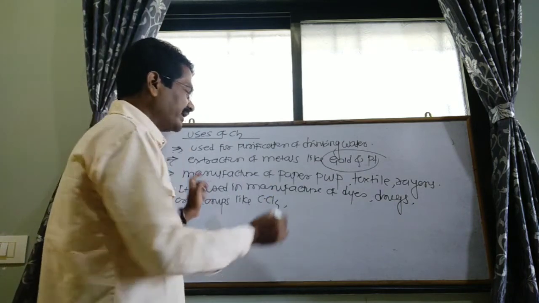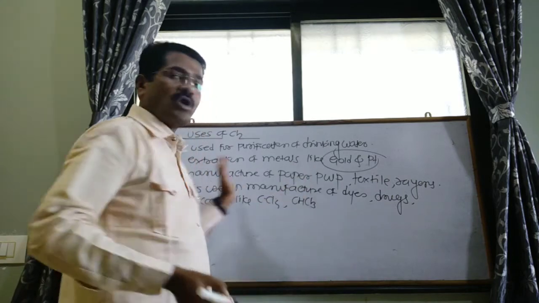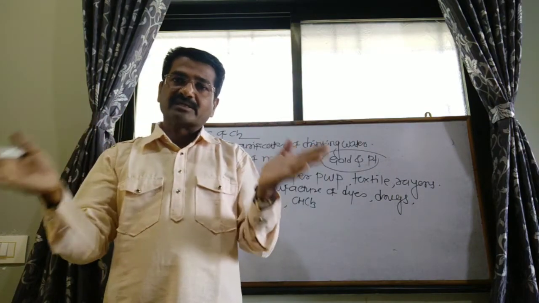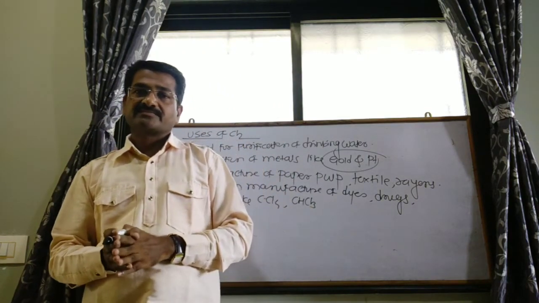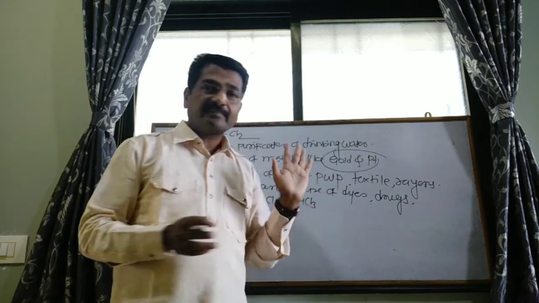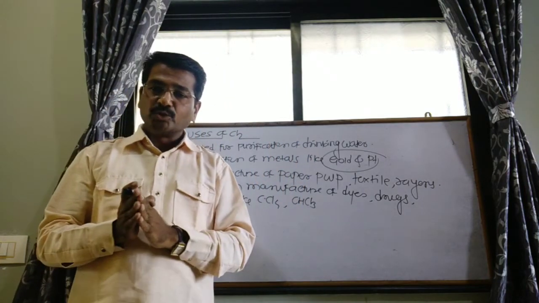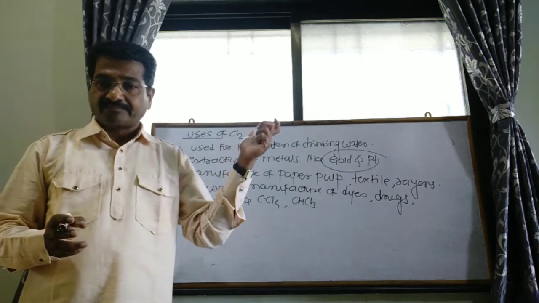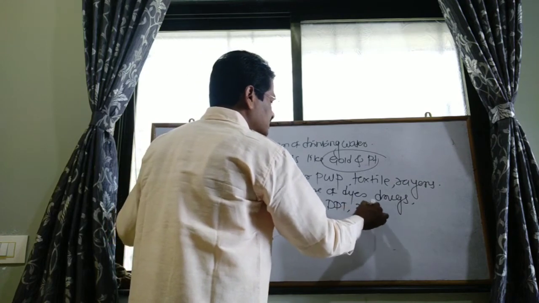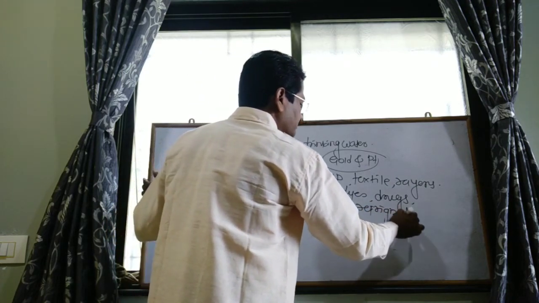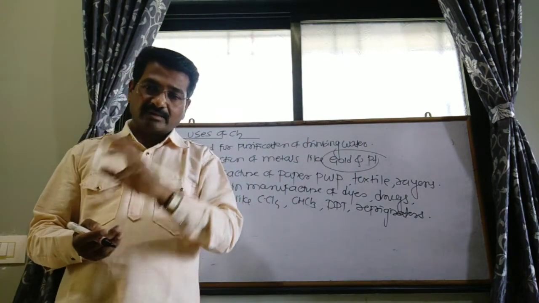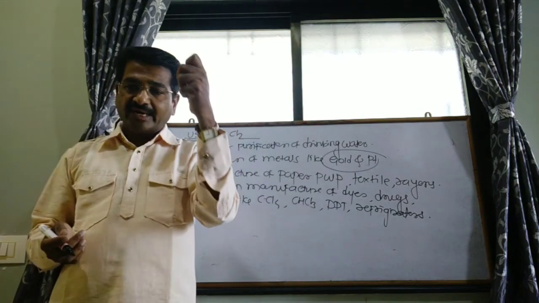CCl4, carbon tetrachloride, and CHCl3, chloroform. Chloroform can be used as an anesthetic whenever a person undergoes surgery. At that time chloroform is used. So chloroform or carbon tetrachloride can also be prepared by using chlorine. Then DDT also can be prepared, and refrigerants. All these things are prepared by using chlorine. The manufacture of all these compounds requires chlorine.